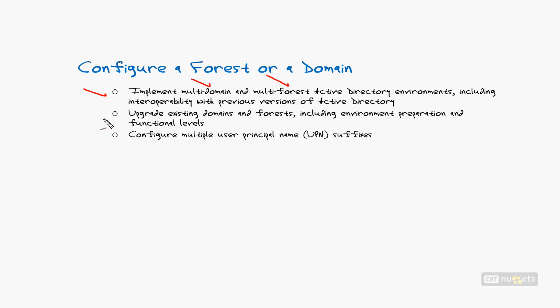We also talked about the 5-step process that's necessary to upgrade an existing domain or forest, including all those bits that prepare that environment for that all-important final click to upgrade the functional level. And we concluded with a quick look at configuring multiple UPN suffixes. So if you are in an environment that wants to map your email address to your Active Directory domain, or if you want to map your Office 365 accounts to your Active Directory accounts, you can accomplish that by setting a different UPN suffix.